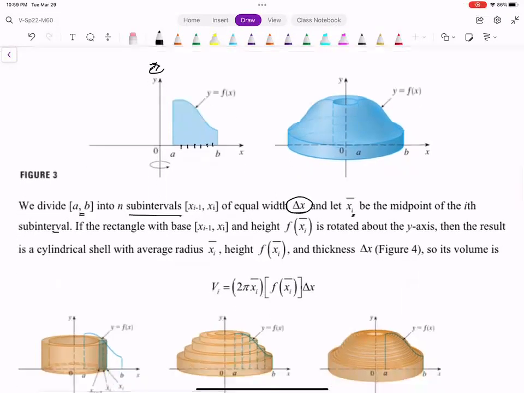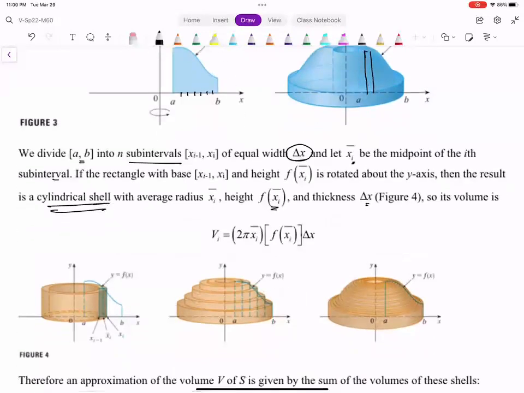If the rectangle with base x_{i-1} to x_i and height f of x_i bar is rotated about the y-axis, imagine you have a rectangle on the ith interval, and imagine this is rotated about the y-axis. Then the result is a cylindrical shell with an average radius x_i bar, height f of x_i bar, and thickness equal to delta x.